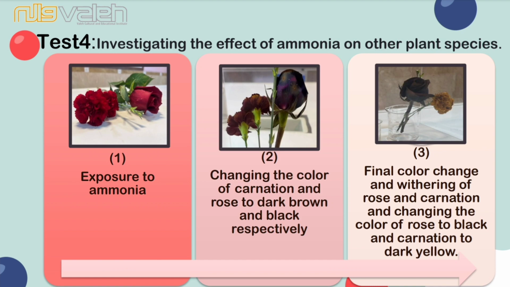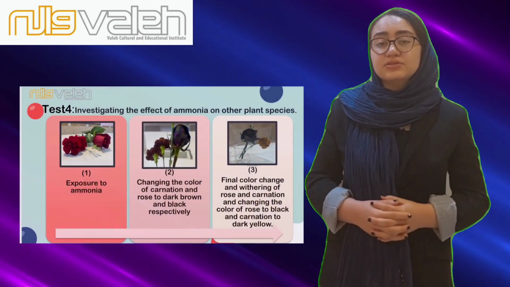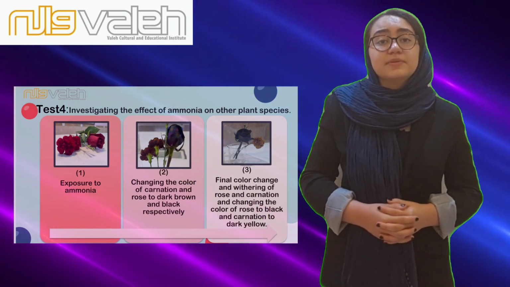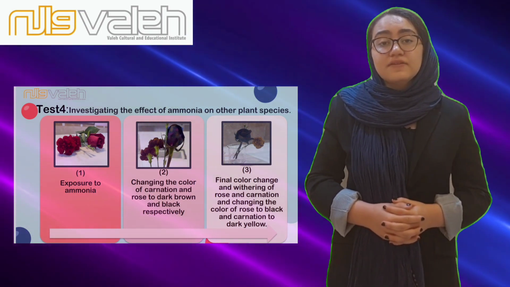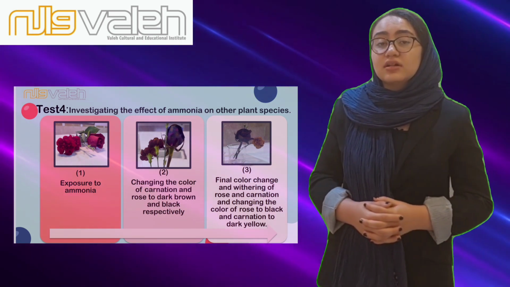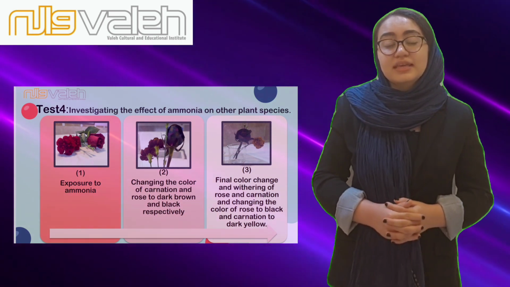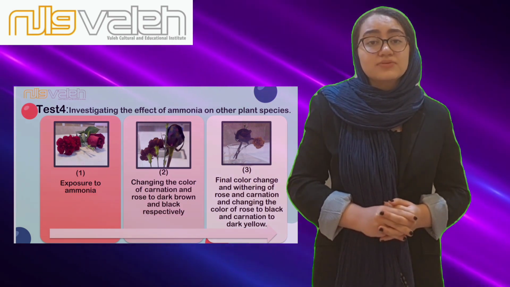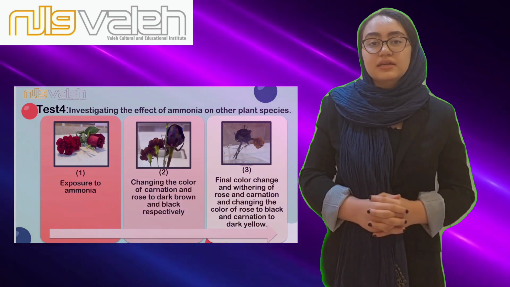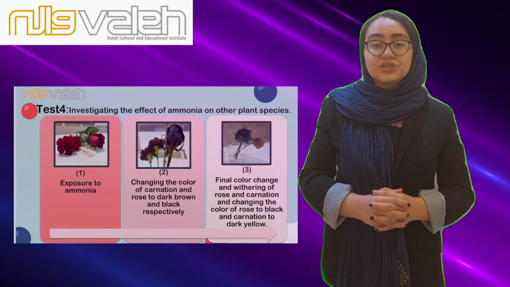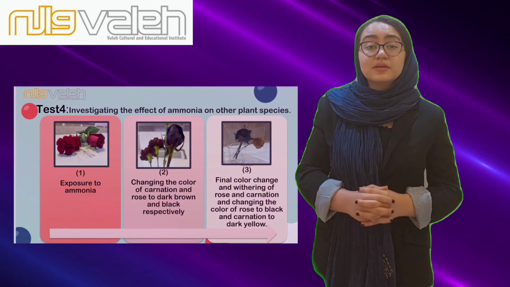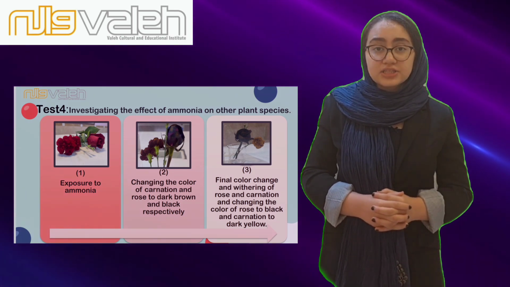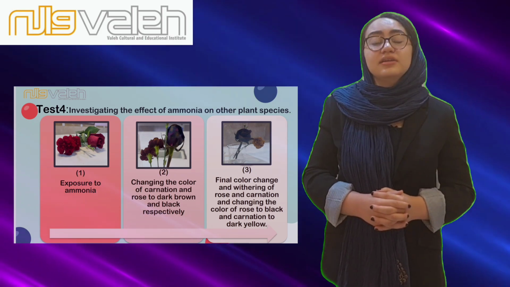Now about our data for test 4, which was carried out to investigate the effect of ammonia on colored flowers of other plant species. In the first picture, you can see the original color of the rose and carnation. It can be observed from the second picture that color change happens to the flowers when they are exposed to ammonia. It can be observed from the third picture that color change and fading happen to the flowers, and the rose changes to black and the carnation changes to dark yellow.